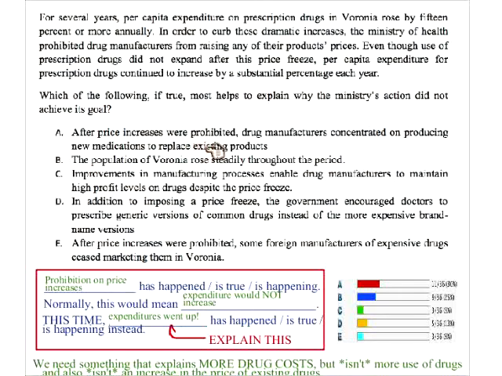But if you look at choice A, drug manufacturers concentrated on producing new medications to replace existing products. This would explain the increased cost, because these are new drugs, so they are allowed to cost more than the existing drugs. This is something that can account for this issue. Notice it's just can, not have to. This is not an issue of trying to prove things. That's a different question. Right now you're just looking for something that could explain things, not necessarily has to.